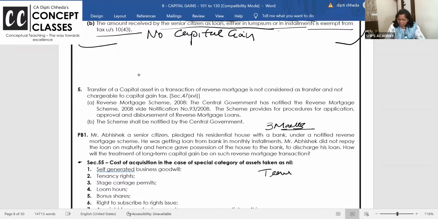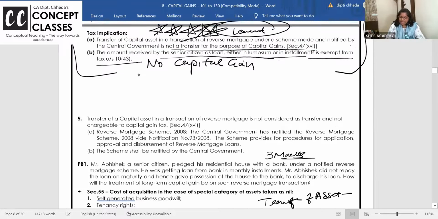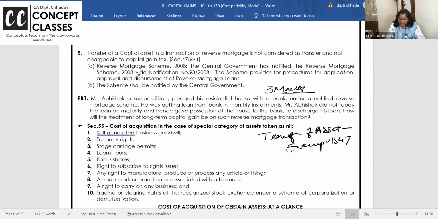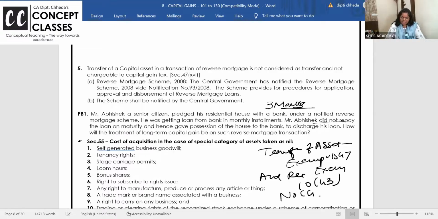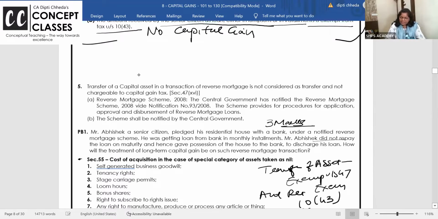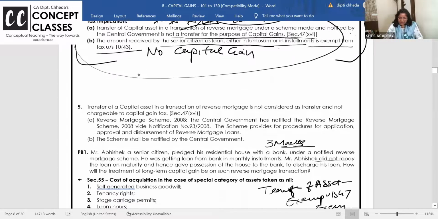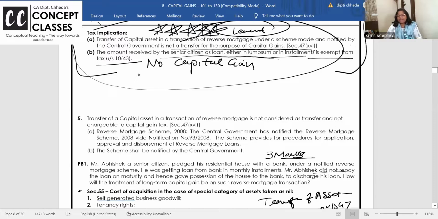First of all, transfer of asset by Abhishek to the bank is exempt. It is not a transfer. It is exempt under section 47. And then amount received by Abhishek, that is also exempt under section 10(43). Preferably, if you can remember this section, no capital gain. In short, for 3 marks, if you write these 2 points, you will get full marks.